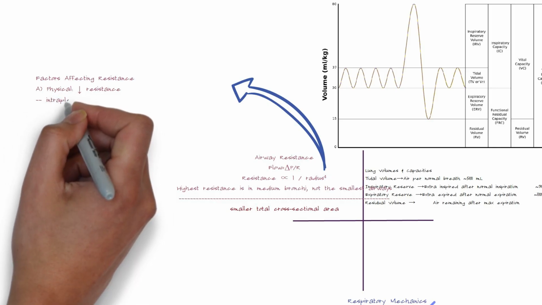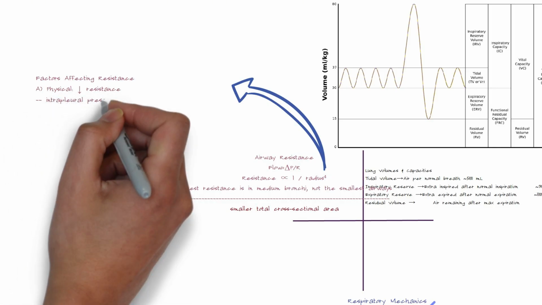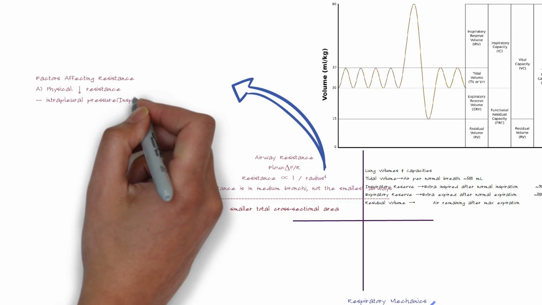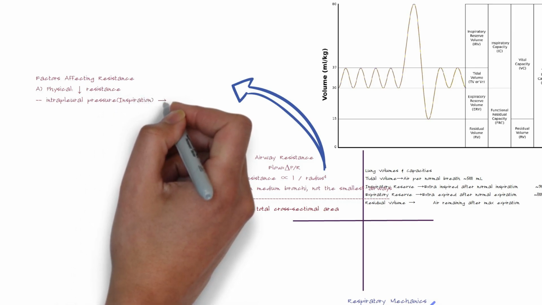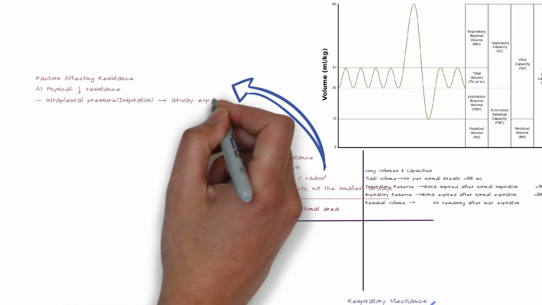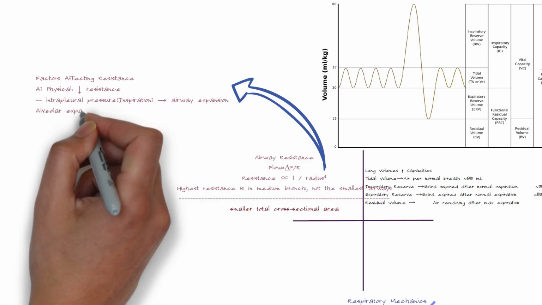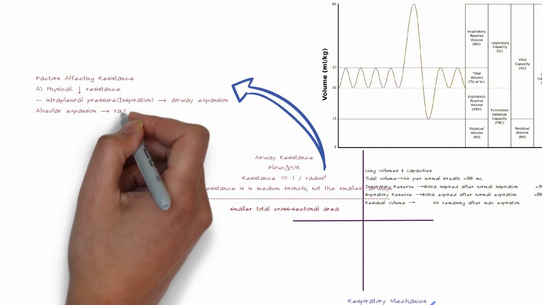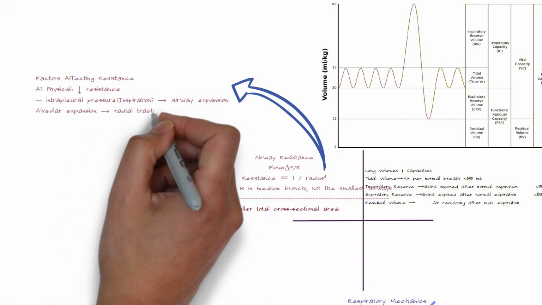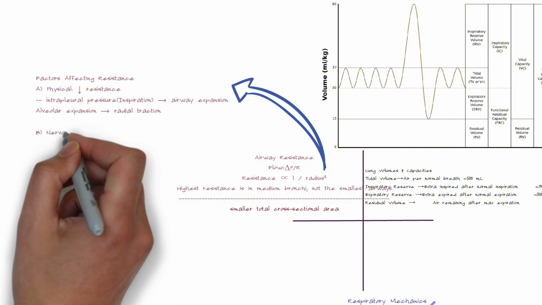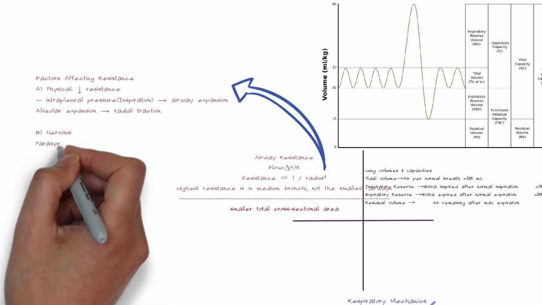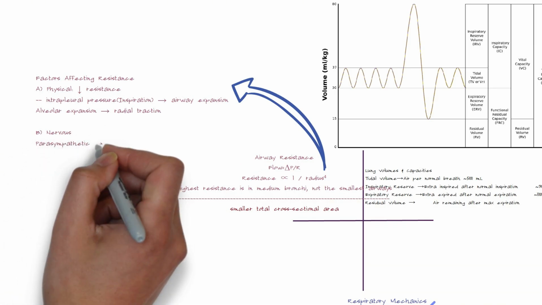What are the factors affecting the resistance? Mainly physical, nervous, and chemical. The physical: during inspiration, the airway expands by the negative intrapleural pressure, and this decreases the resistance. And the second thing is the expansion of the alveoli causes a radial traction, and this decreases the resistance.